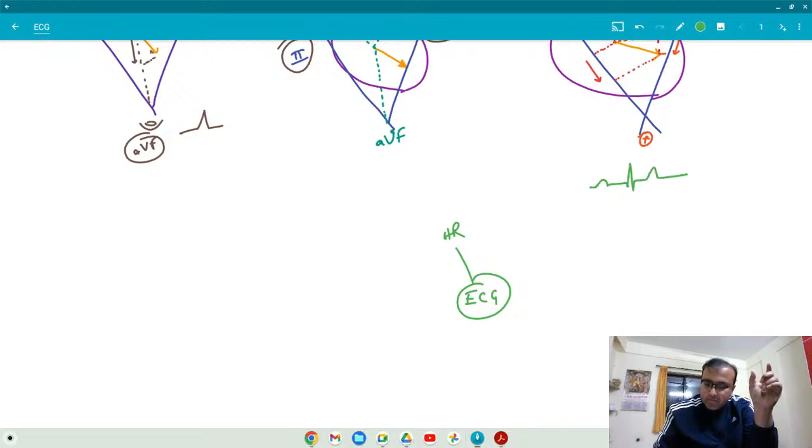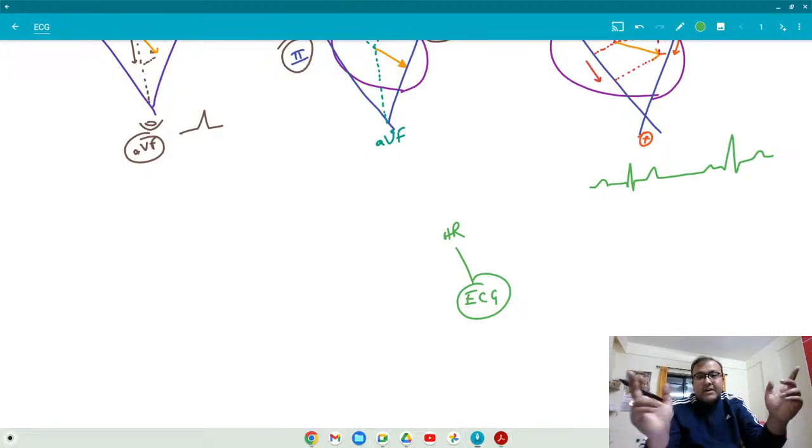If I check somebody's RR interval, how many RR intervals are there? Then don't you think I will be able to tell, in a minute, how many R waves have come up? Don't you think I will be able to tell the heart rate?